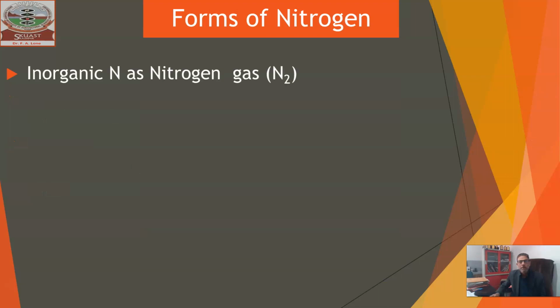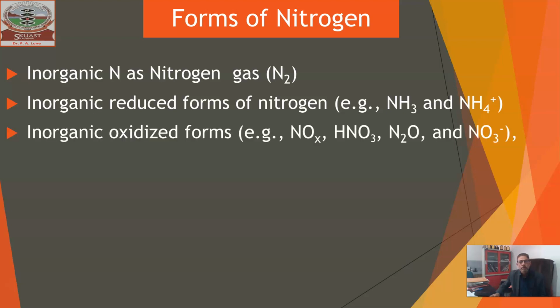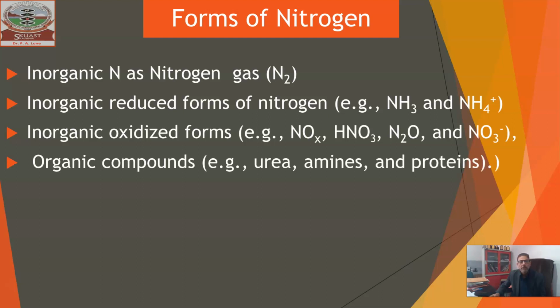As far as the different forms of nitrogen are concerned, all of us know that inorganic nitrogen is found in the form of nitrogen gas, which is in abundance in the atmosphere. Then we also have nitrogen in the form of inorganic reduced forms like ammonia and ammonium, inorganic oxidized forms like nitrogen oxides, nitric acid, nitrous oxide, and nitrates. Then we also have nitrogen in the form of organic compounds like urea, amines, and proteins.